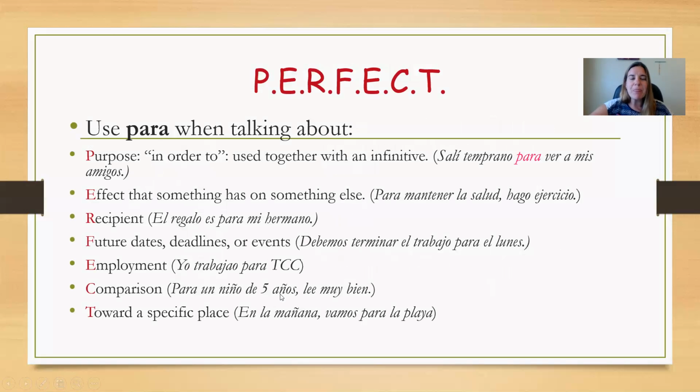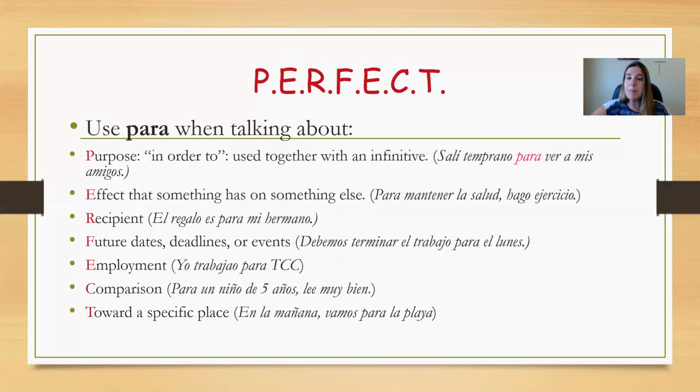Anyway, so we are going to use para when talking about, I like acronyms. When there's a long list of rules, I tend to try to find a way to make it a little bit easier to remember. And so acronyms are pretty good. So we use the acronym PERFECT. We use para for purpose, effect, recipient, future dates, deadlines, or events, employment, comparison, and going toward a specific place.